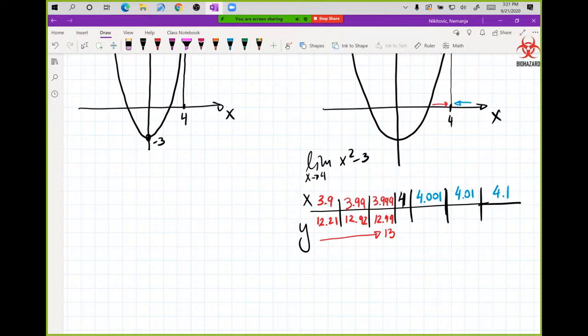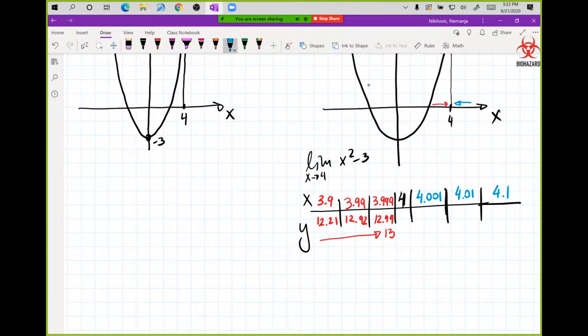So you are going to just keep going with these decimals, and the more decimals you put in, obviously, the closer to 4 you are. The more nines you put in, the closer to 4 you are. But you will see that the y values will never cross to the other side.